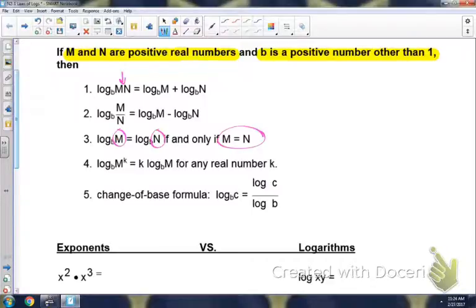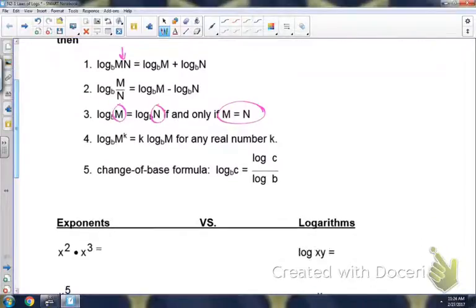Okay. Then law 4, it tells us that if we have an exponent with a log, we can rewrite it as a coefficient in front. That's what that meant there. K log base b of m. Okay, k has to be a real number.